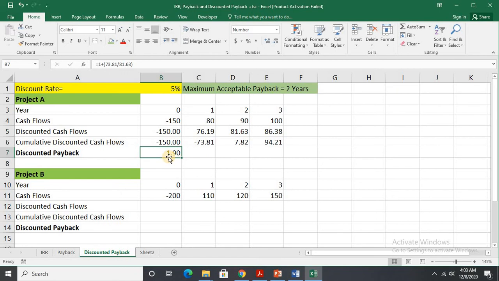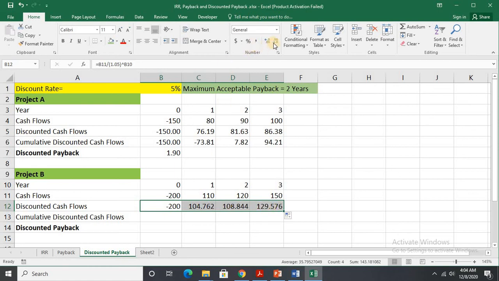So that's the discounted payback for project A, and discounted payback of project A is less than the maximum acceptable payback, so project A is accepted. Now we'll do it for project B. Again equal sign, that's your cash flow for time 0 divided by first bracket 1.05. 0.05 is your discount rate. Close the bracket, to the power time 0. Press enter. That's minus 200. Then drag this one.